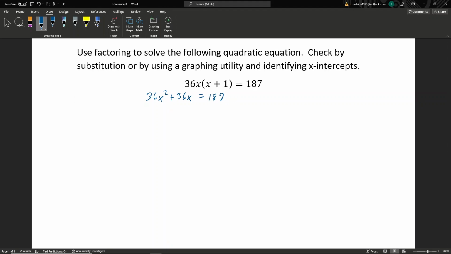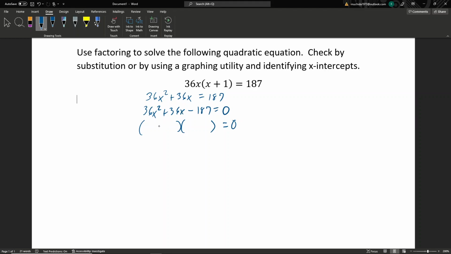And then I would subtract the 187 from both sides. So you get 36x squared plus 36x minus 187 equals 0. And then we want to see, can we factor this quadratic? One thing, there is no greatest common factor you could factor out. 36, 36, and 187 don't share any common factors besides 1. So we've got to think, okay, how does this factor? The product of what two binomials will give us this 36x squared plus 36x minus 187?